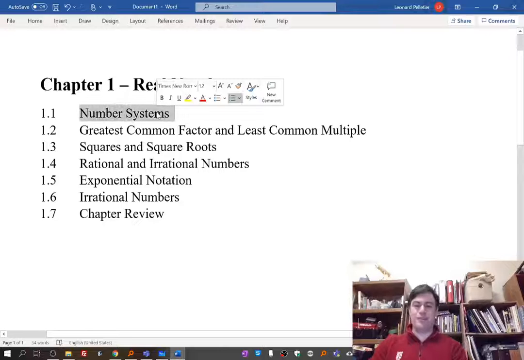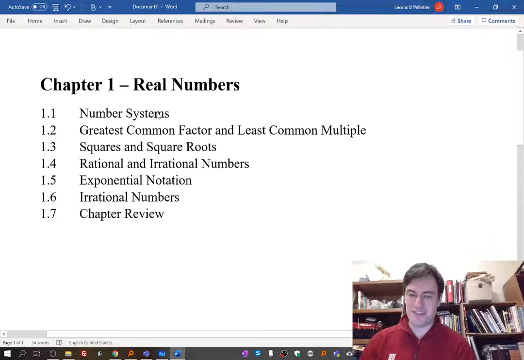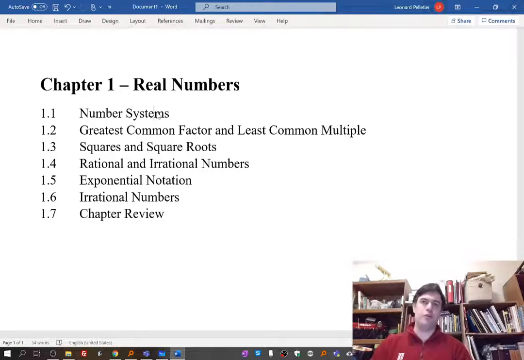We're going to start off with number systems on the first day. Basically, this is just going to be categories of numbers. You might have heard this before: integers and whole numbers and rational numbers and that kind of stuff. So defining some terms that we're going to use throughout the whole course. And we'll get some practice in categorizing some numbers into the correct categories.